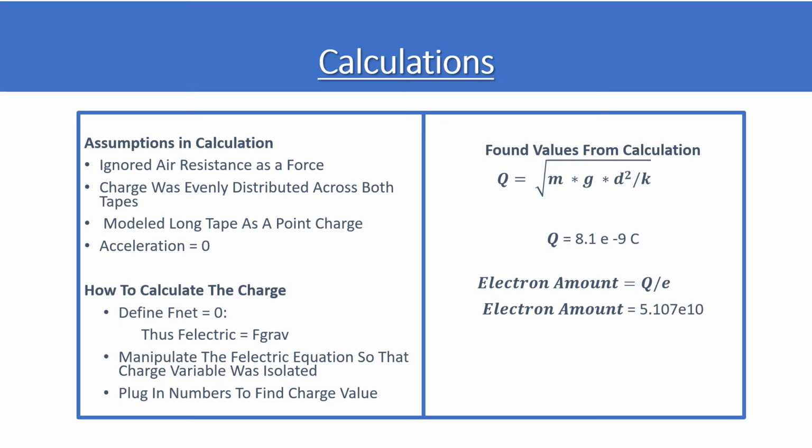The equation that we presented earlier can be manipulated where F electric and F gravity can be set equal to each other. Next, to find charge, we can manipulate our found equation to isolate the charge variable, as presented on the left side of the slide. We find that the charge is equal to 8.1 times 10 to the negative 9th coulombs. From there, we can calculate the number of protons with the given equation that is on the left side as well, in which we find that the number of protons equals 5.107 times 10 to the 10th.